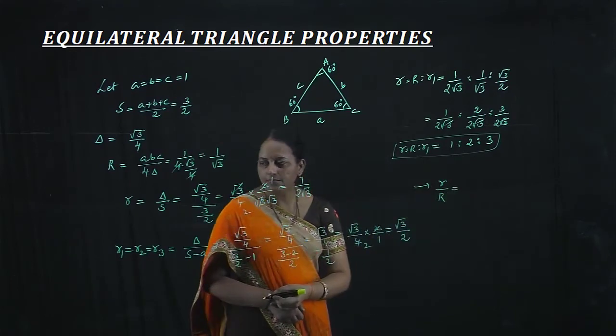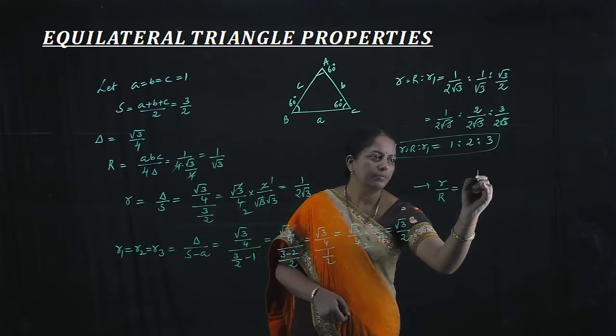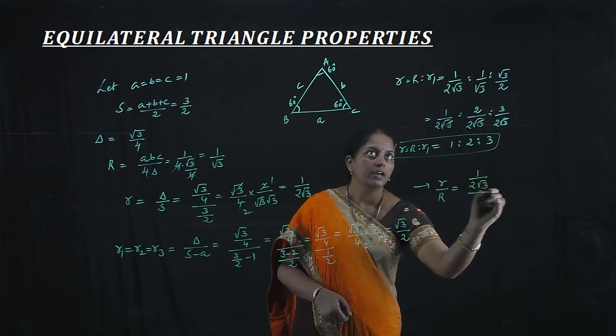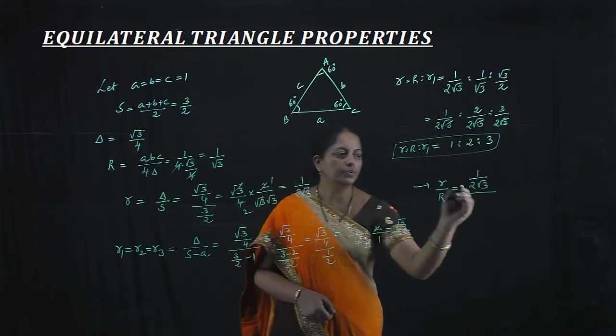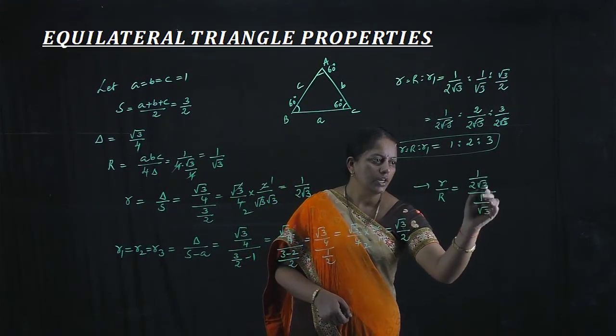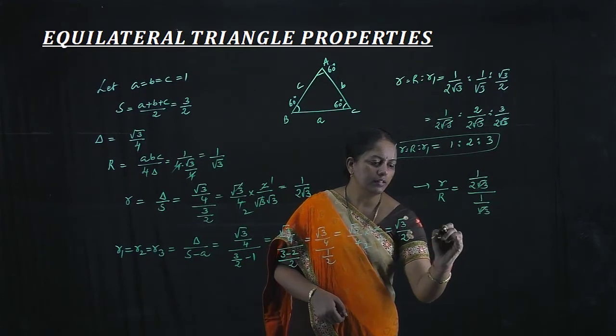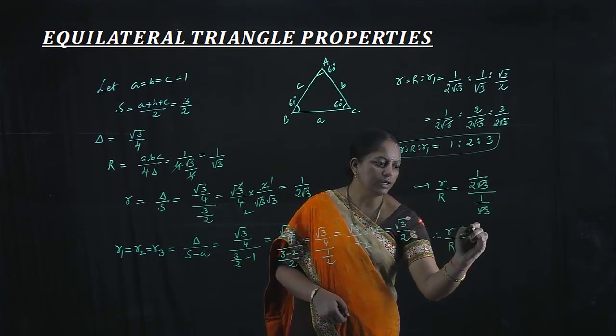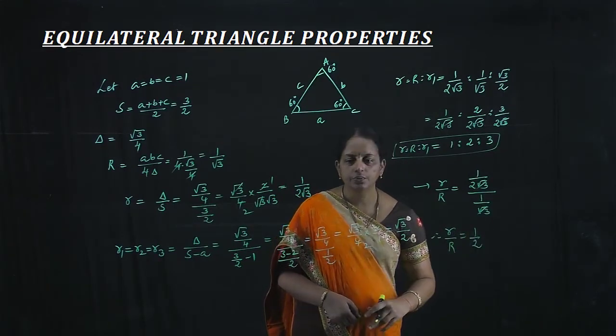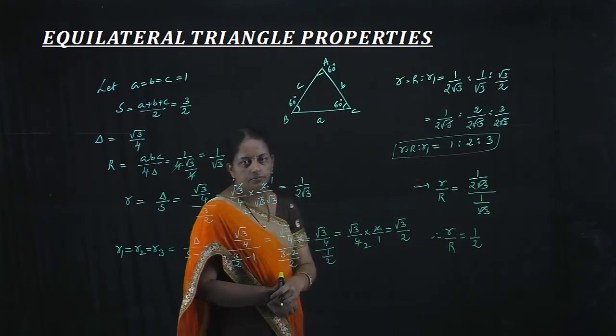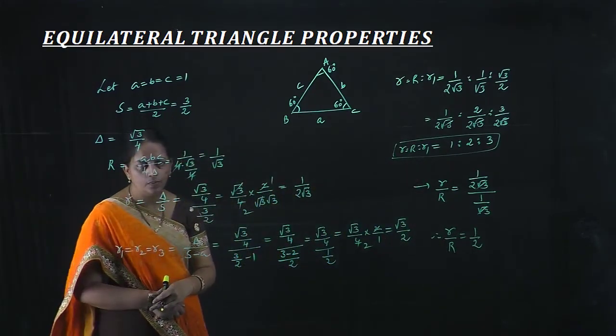Small r by capital R. Small r means 1 by 2 root 3, and capital R means 1 by root 3. Here root 3 gets cancelled. Therefore, small r by capital R is equal to 1 by 2. These are the two questions that depend upon the equilateral triangle property.